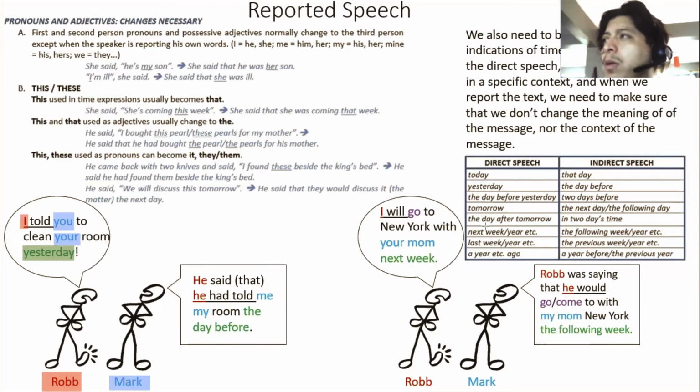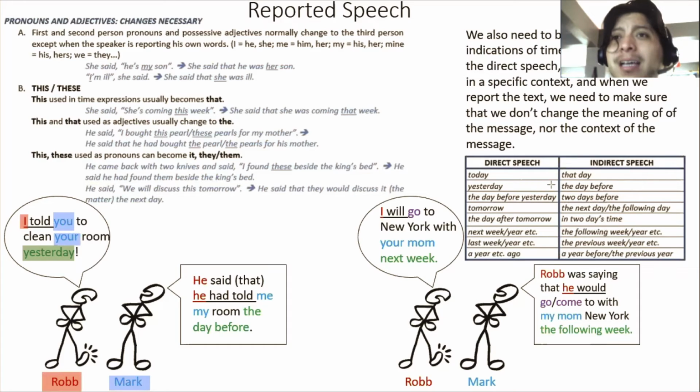Aquí tenemos, por ejemplo, un montón de... Today se cambia a that day, ¿sí? I have a meeting today. Tengo una junta hoy. He said that he had a meeting that day. Él dijo que tenía una cita ese día. Porque si yo digo today, otra vez la gente va a entender que es este día que yo te estoy reportando, pero no necesariamente es el mismo día que él me lo dijo a mí. Entonces digo that day, ese día, ¿ok?